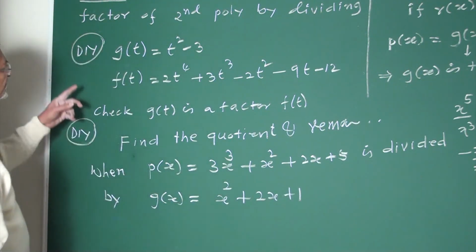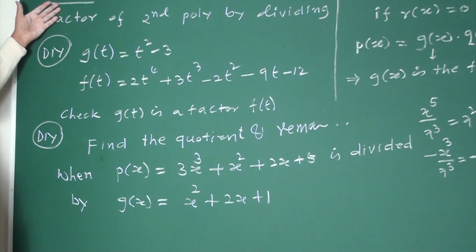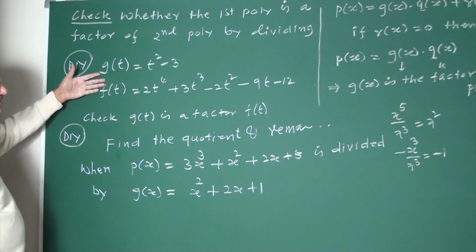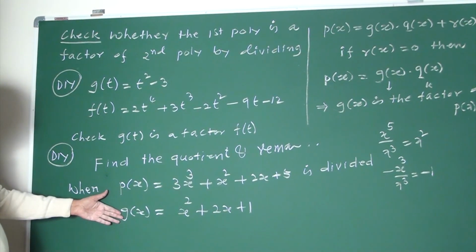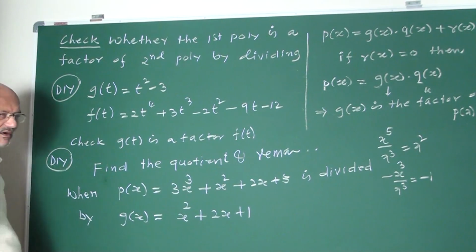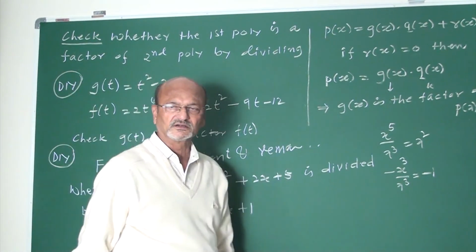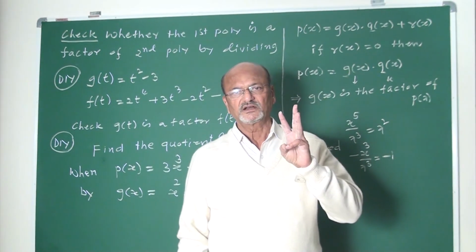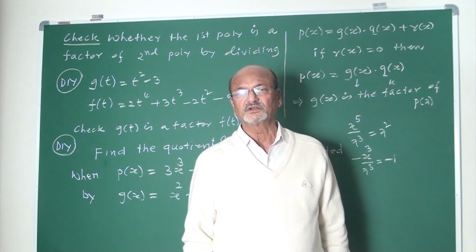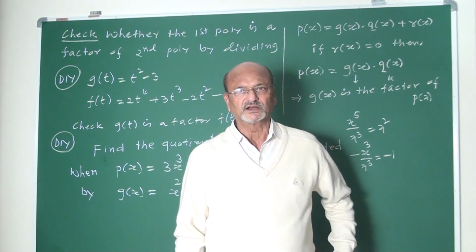This first one is of the same type. Check. Remainder is 0, factor. What is the second? Just you have to divide Px by Gx. Fine. What is the quotient and remainder? This type of examples, my friends, you get under 3 mark questions. 3 mark questions. Yes, my friends.